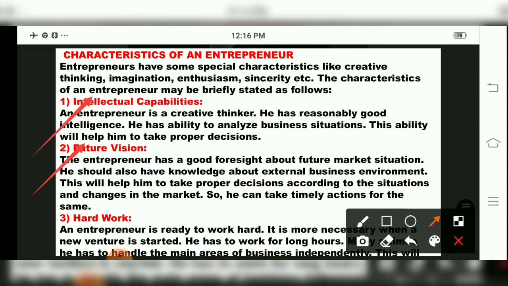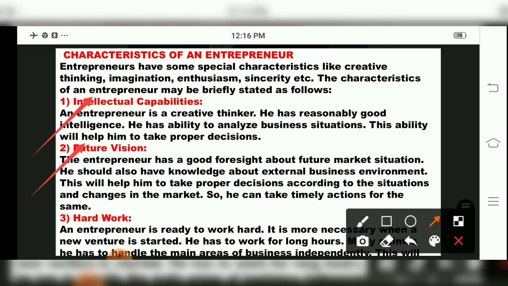So that is what I'm thinking about the future. Same way, in a company, the entrepreneur has to think about the company's future. He should have a good foresight. He should have good, intelligent thinking, foresight about what the market situation of the production will be in future. He should have knowledge about, as we have studied in 11th, children, the internal and external business environment. So this entrepreneur should have knowledge of the external business environment, which will help him to take proper decisions according to the situations and change in the market. So he can take timely actions for the same.